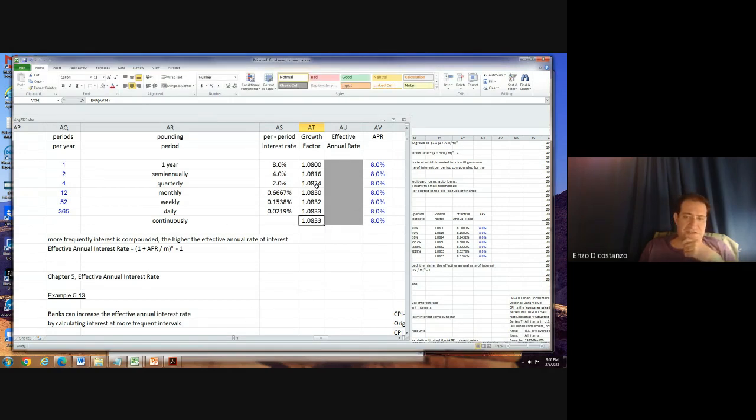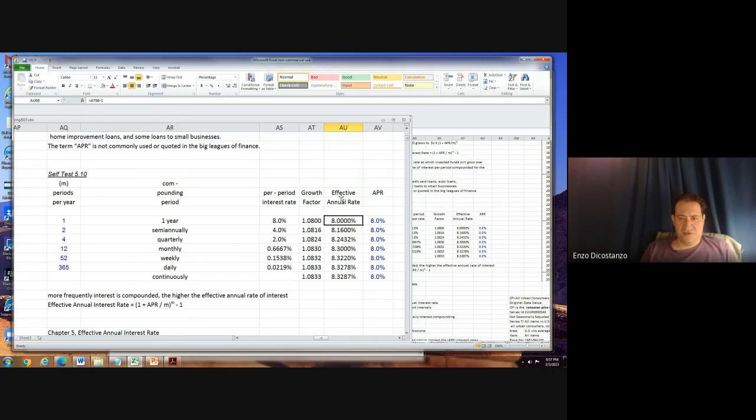And then the effective rate, you just subtract 1 from the growth factor. And once again, just Control D the whole way down. That's what it should be. So all you did is take the factor minus 1. That's how you get the effective rate, and that's really what you're looking for. That's really what you're searching for.